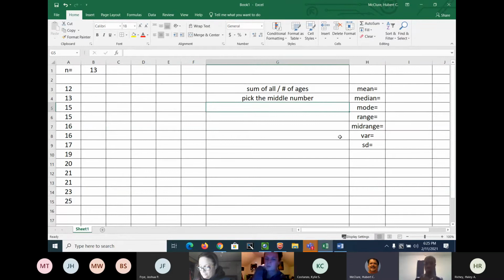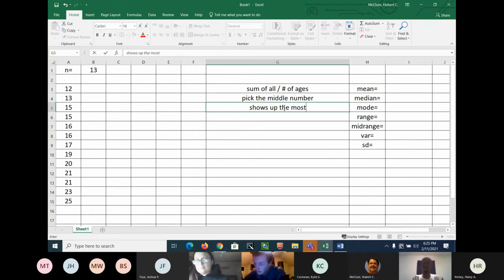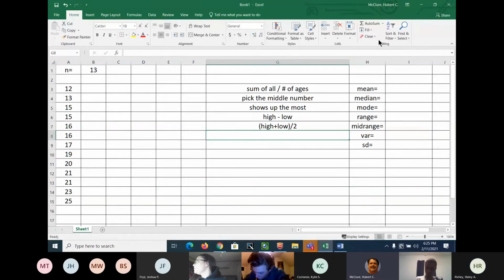Mode, the one that shows up the most. The range is the highest minus the lowest. And the mid-range is equal to the high plus the low divided by 2. Okay, so most of you should be able to get those.